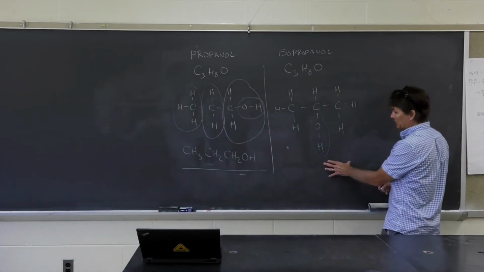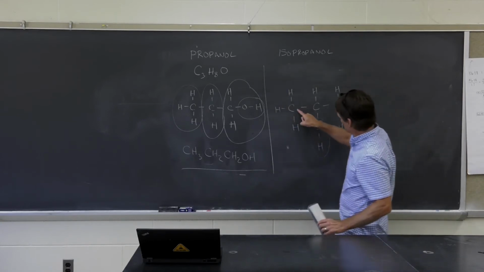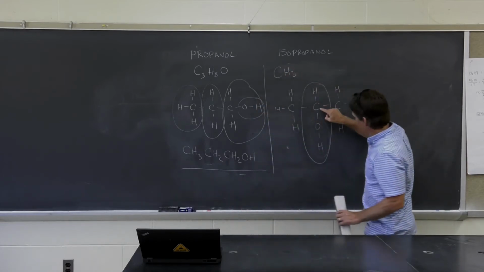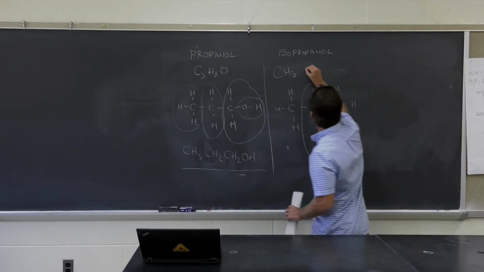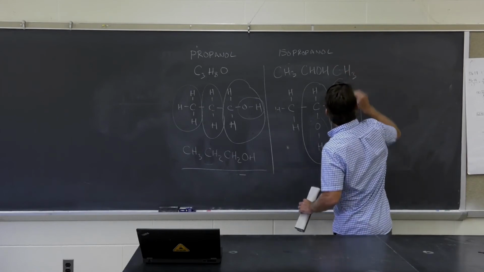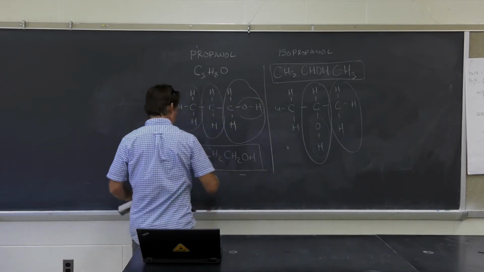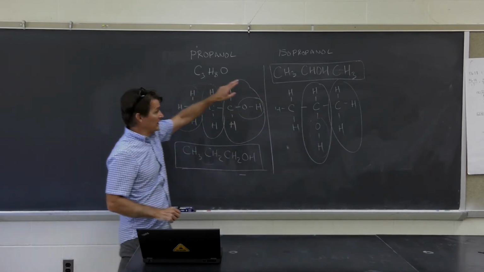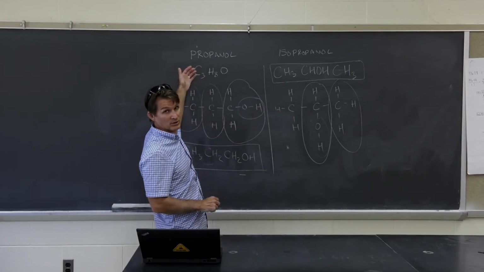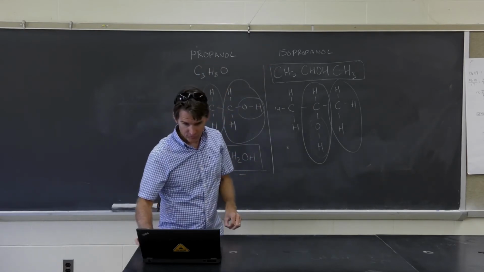And similarly, if we were going to do this here, I'll draw it up above here because it's run out of room here. But again, we've got our CH3. And then our middle, we'd call this a CHOH. And then a CH3 on the end. So notice, these structural formulas are able to distinguish between propanol and isopropanol, whereas the molecular formulas are not. I mean, they're both C3H8O for both propanol and isopropanol.